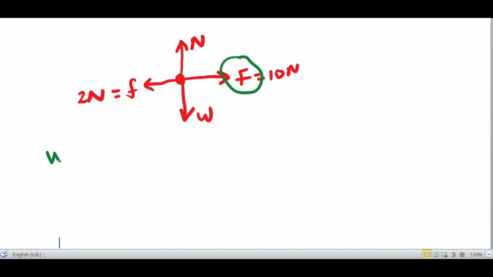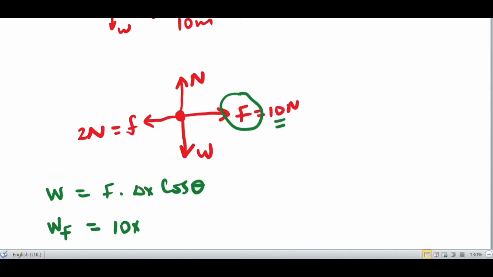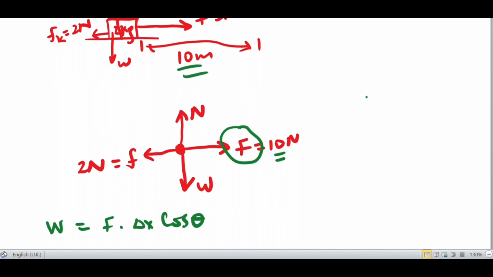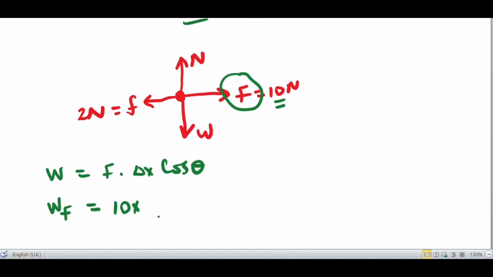The formula for the work is the force times delta X cos theta. The force we are talking about is the force applied, so we need the force applied, which is 10, times the displacement. If we go back to the diagram, the displacement is 10 meters.